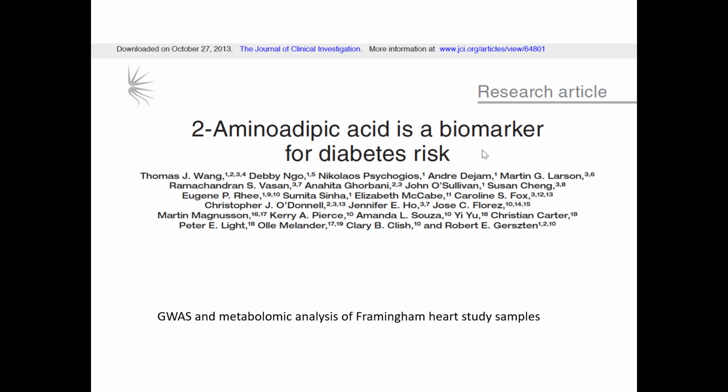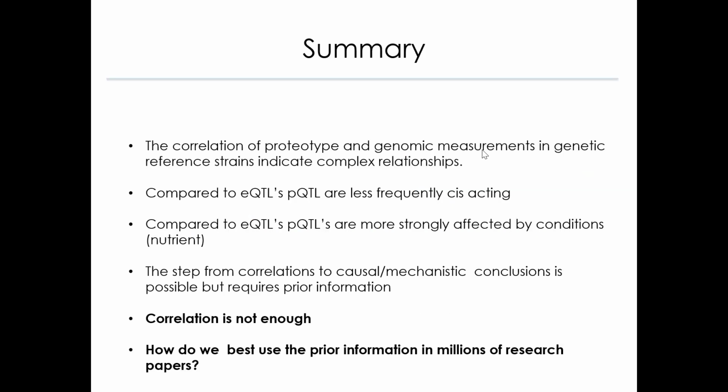We could then show that the locus effects are regulated mechanistically through the expression of this enzyme, which modulates the abundance of certain metabolites, and these metabolites have a role in a human disease. So I think this is an example where we would say that correlation is not enough.